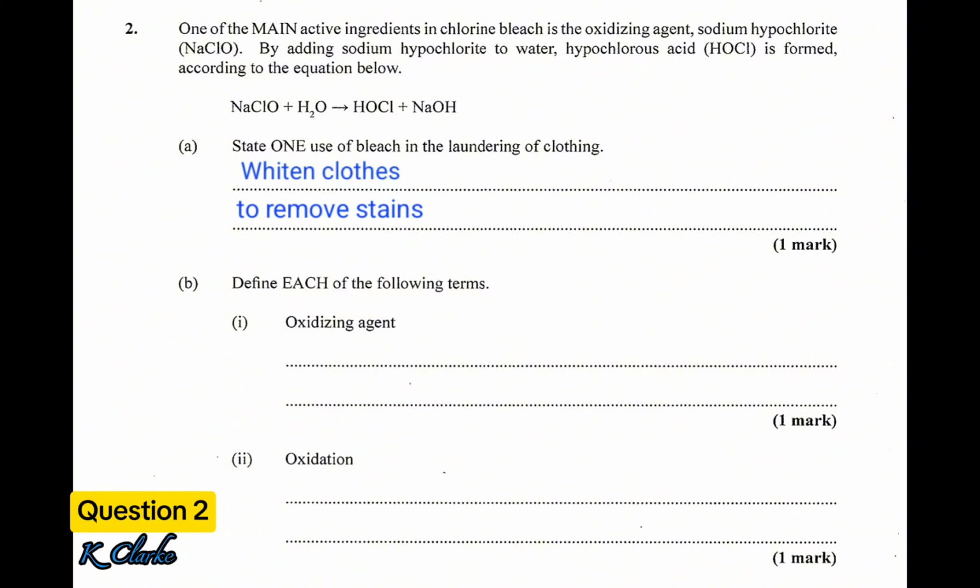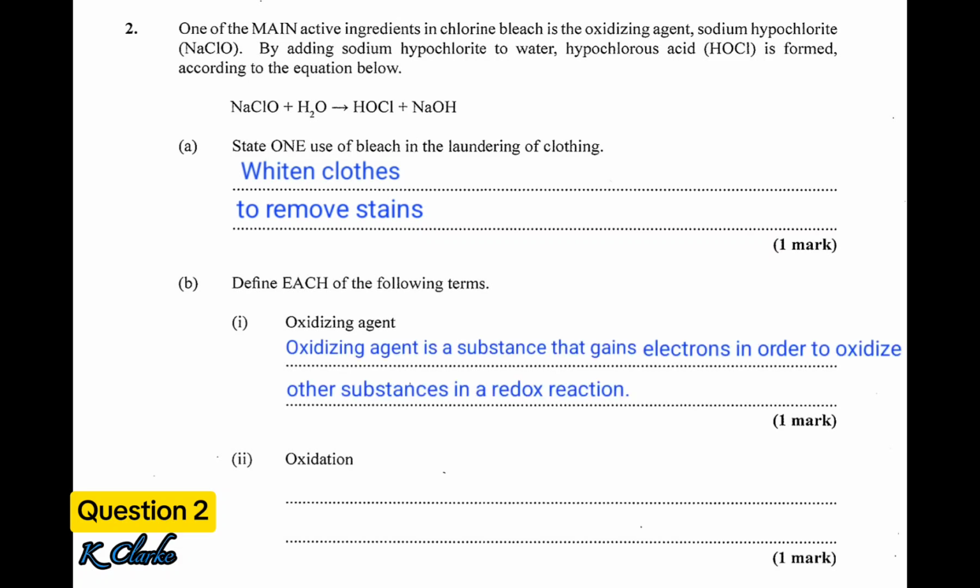B. Define each of the following terms. Part 1. Oxidizing agent. Oxidizing agent is a substance that gains electrons in order to oxidize other substances in a redox reaction. Part 2. Oxidation. Oxidation is the loss of electrons by an atom, ion, or molecule.